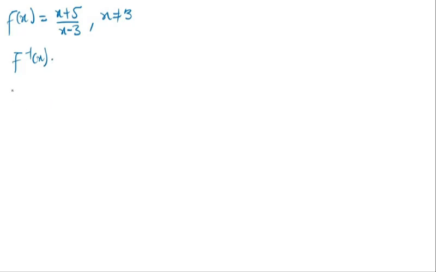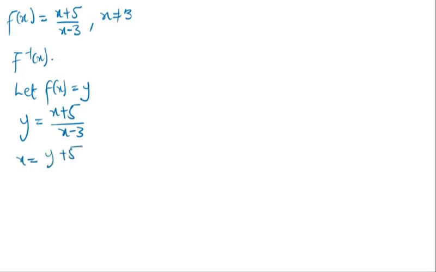So like I said, we say let f of x be equal to y. So it means the function f of x is y is equal to x plus 5 divided by x minus 3. Now we interchange the positions of the two variables that we have. So x is now equal to y plus 5 divided by y minus 3. We now make y the subject again to find the inverse.